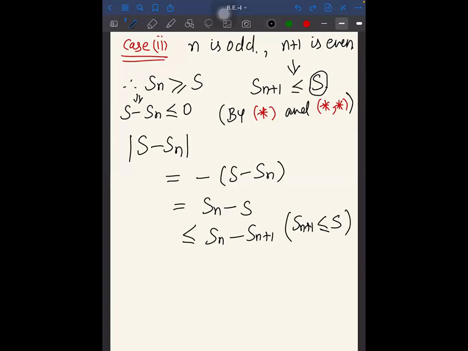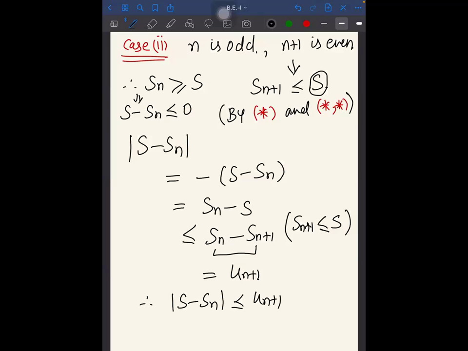Okay. So let's see. Now this is what? Again, Sn minus Sn plus 1 is what? Un plus 1. It comes out negative, but we have to take the positive one, we have to take the modulus value. So therefore, S minus Sn is again less than or equal to Un plus 1. So I've proved both the cases.